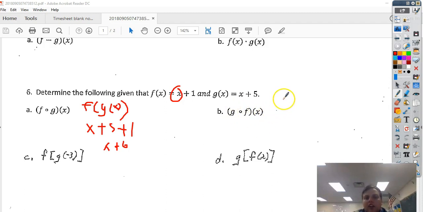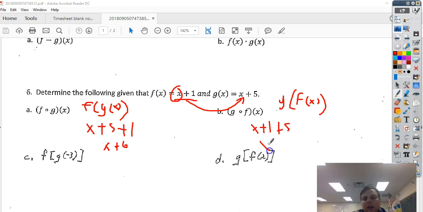Alright, part B says go the other way. Rather than f into g, do g into f. So it can be rewritten like this, g of f of x. Alright. So that means I want to take x plus 1 and put that in for the x on g. So I'm going to say x plus 1 plus 5, and I'm going to get the same answer, x plus 6. And that's okay that I got the same answer. I still did this right.